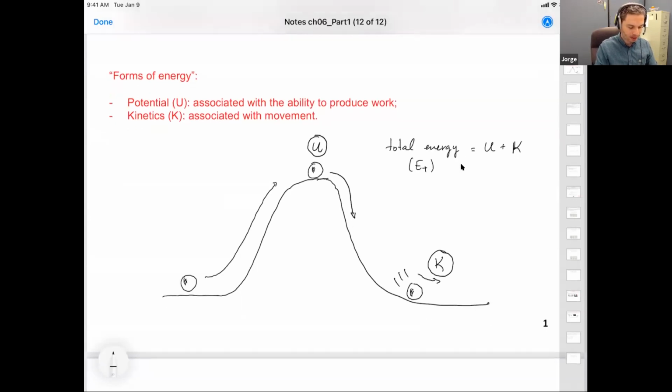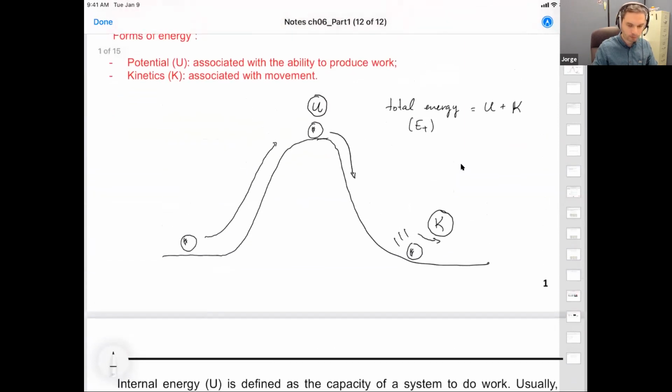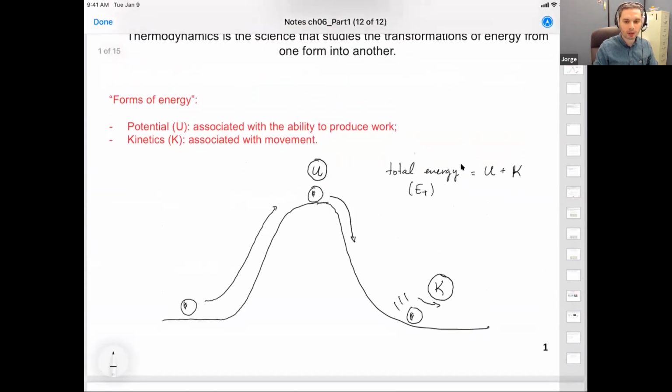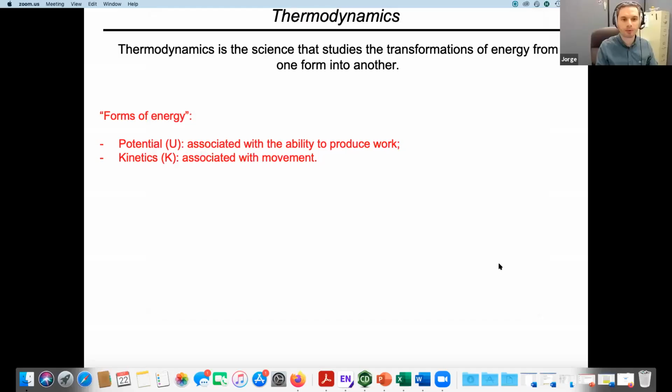All right. Now that we defined the different forms of energy, let's talk a little bit about heat. Yes, the U represents potential energy. It's right here. Let's go back to the other screen really quick.